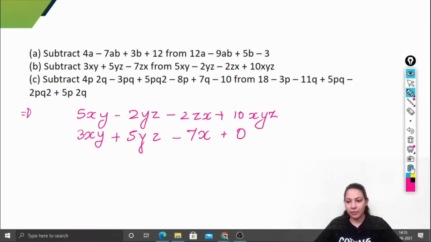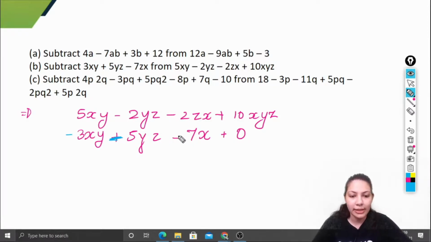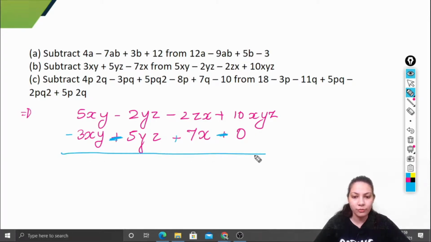Again we have to subtract, so let us change the sign. So we have to subtract. So minus plus will become here minus, and this minus minus will become plus, and minus plus will become minus. So let us just quickly solve this.